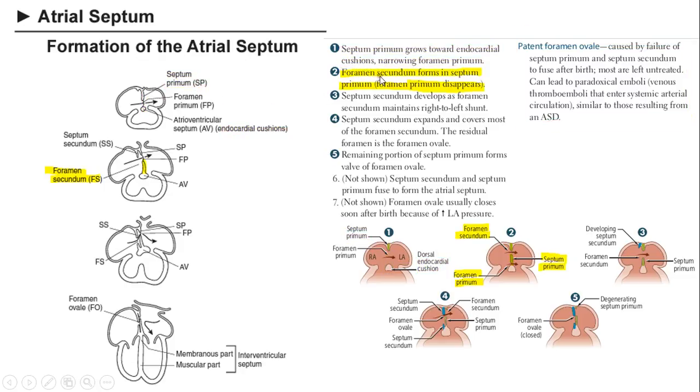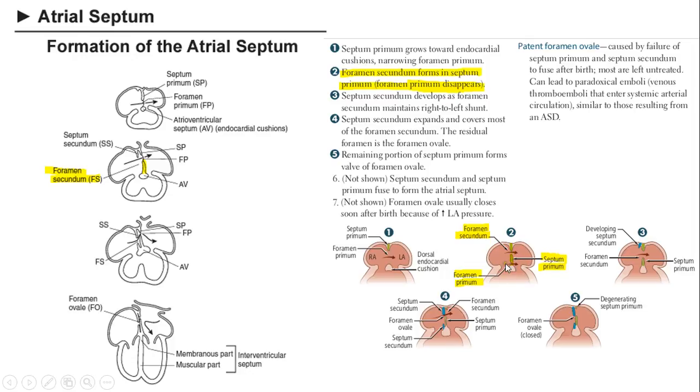Next, the foramen secundum forms in the septum primum. Here's the foramen secundum, and this is the second hole: foramen, hole; secundum, second. This is the first hole, okay? The foramen secundum forms in the septum primum. So here's the septum primum, and now you get this little thing forming here. You can see, actually, the diagram shows it perfectly here.